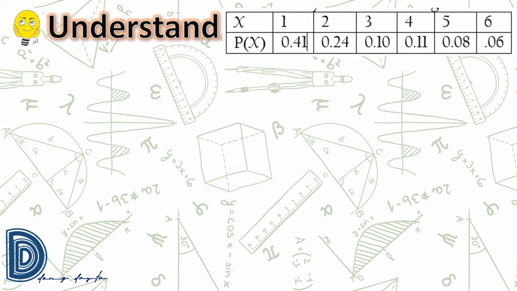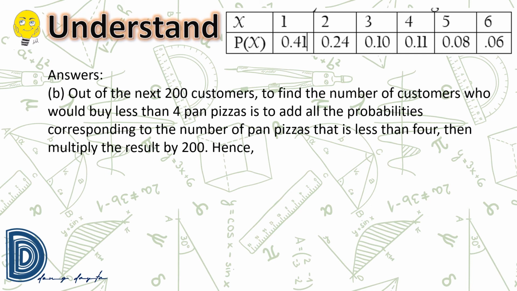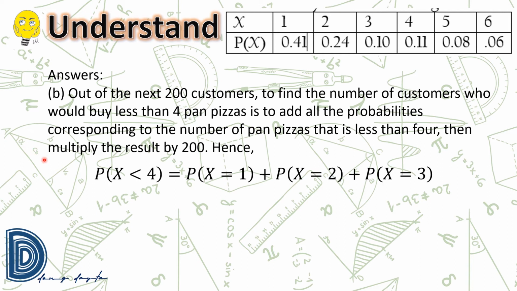Letter B. Out of the next 200 customers, to find the number of customers who would buy less than 4 pan pizzas is to add all the probabilities corresponding to the number of pan pizzas that is less than 4, then multiply the result by 200. Hence, the probability that x is less than 4 is equal to the probability of the event that x equals 1 plus the probability of the event that x equals 2 plus the probability of the event that x equals 3.